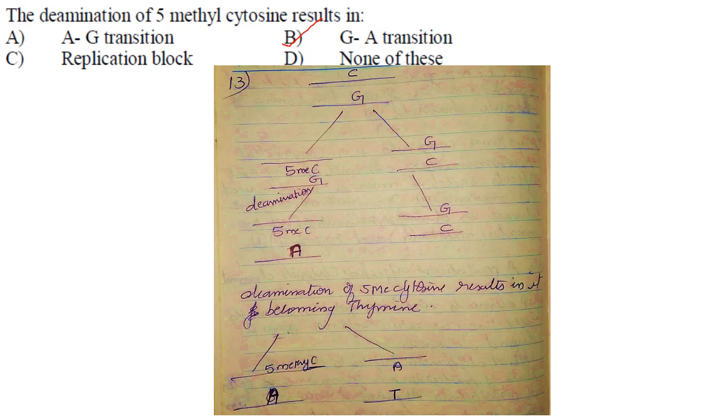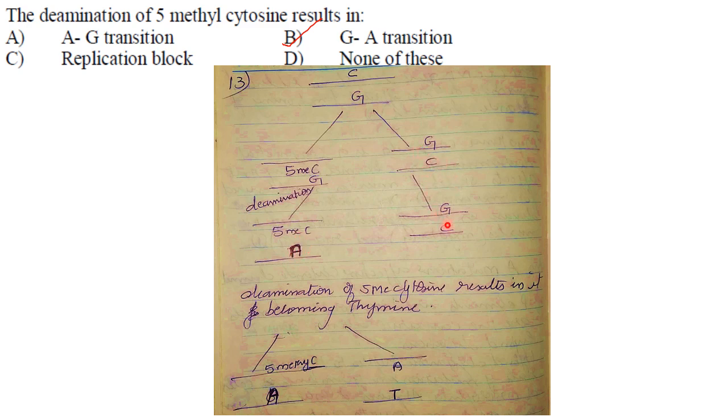Then next one, the deamination of 5-methyl cytosine results in. So 5-methyl cytosine, so this is your normal CG DNA strands having cytosine and guanine, normal DNA strand. Once it replicates, if C is converted to 5-methyl cytosine, existing as 5-methyl cytosine, it will pair normally with G. But if there is a deamination, this deamination of 5-methyl cytosine results in it becoming a thymine. So if there is a deamination, it will behave like thymine and it will pair with adenine.